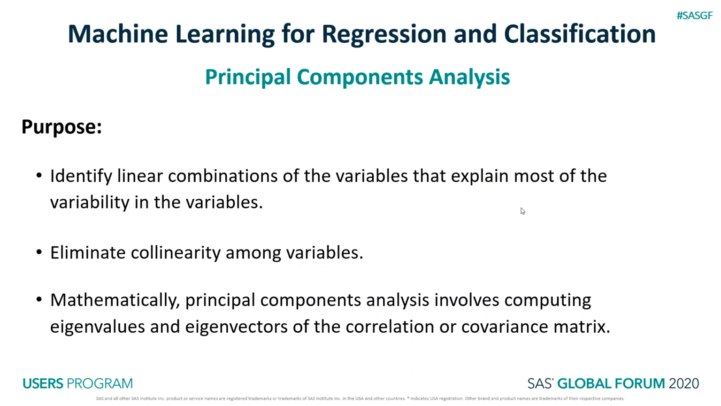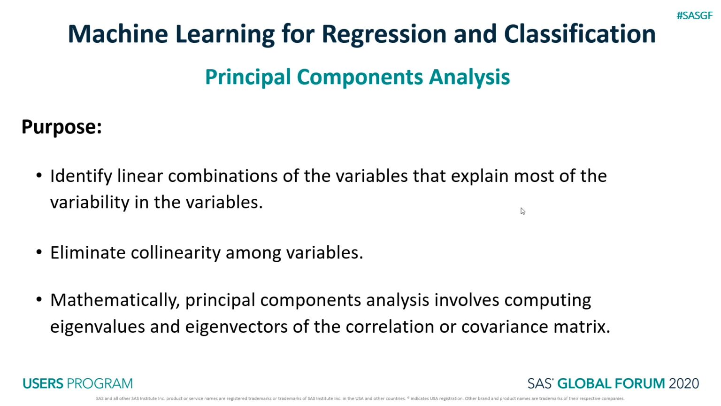First topic that I would like to cover is that of principal components analysis. The purpose of principal components analysis is to reduce the dimensionality of data by identifying linear combinations of the variables that explain most of the variability in the variables. In some cases, principal components analysis can reveal some substructure within large complex data sets. If there is collinearity amongst variables, then principal components analysis can eliminate that collinearity.